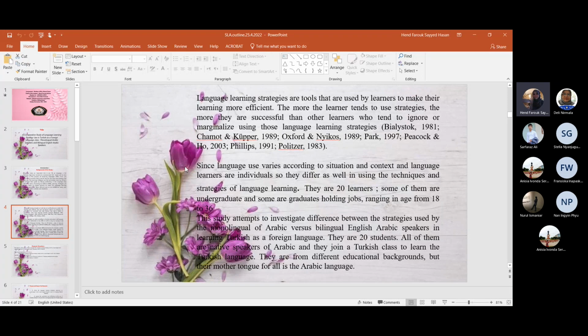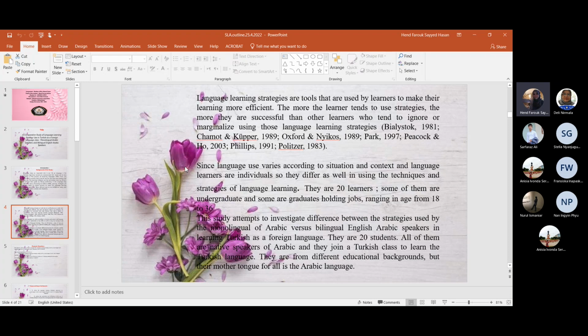And that actually, according to a study made by Bialystok 1981, Chamot and Kupper 1989, Oxford 1989, Nyikos 1989, Park 1997, all of them made a study that proves that successful learners of languages tend to use strategies more than other learners. Since language use varies according to situation and context, and learners are individuals, they differ as well in using the techniques.